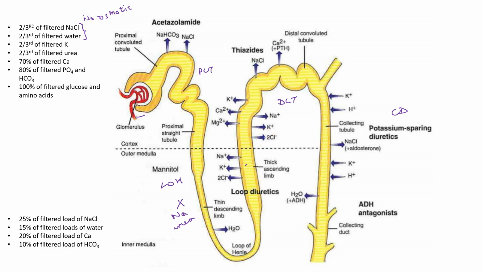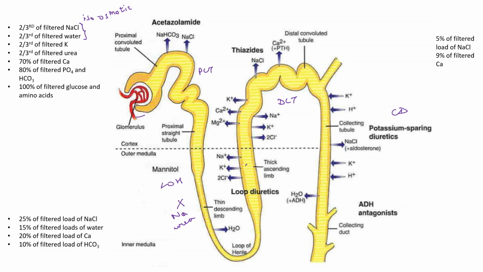At the level of the early distal convoluted tubule, which is impermeable to water, NaCl reabsorption occurs through the NaCl co-transporter, which is inhibited by thiazides. 9% of filtered calcium is reabsorbed at this level. PTH also acts at the level of the early DCT to increase calcium reabsorption in the blood.